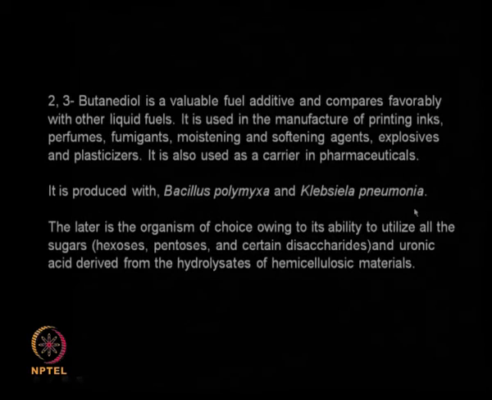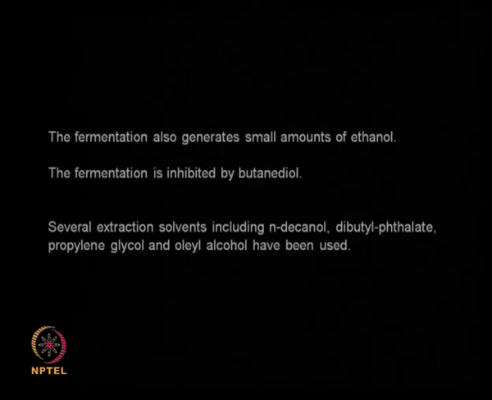Generally the second organism is preferred because it can utilize a large number of sugars for converting into 2,3-butanediol. So, hexoses can be used, pentoses can be used, or even disaccharides can be used, which can be fermented to 2,3-butanediol. The fermentation also produces a little bit of ethanol, that is one point. So, ethanol tolerance is very important, number 1.